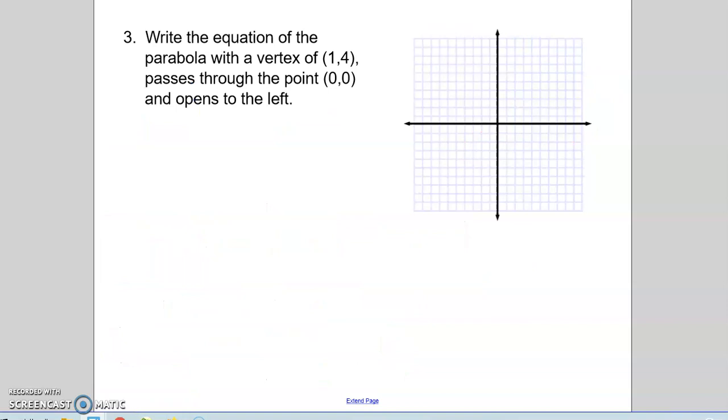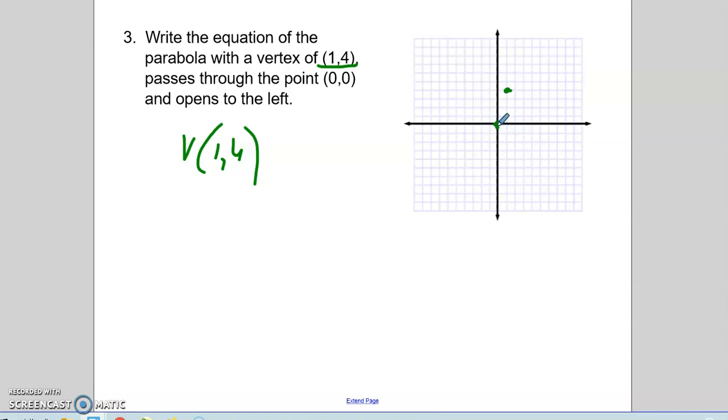Okay, so same kind of process. We start with, well, this is good. We have the vertex here right away. So the vertex is 1, 4. Let's maybe put that down graphically. So there's the vertex. And now, I don't know yet if it's upward, downward, right, or left. Let's see. It passes through the point 0, 0. So it goes through 0, 0.